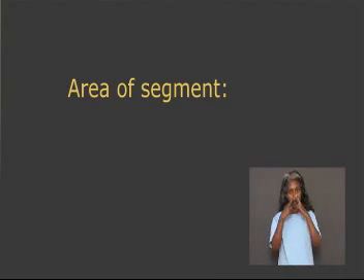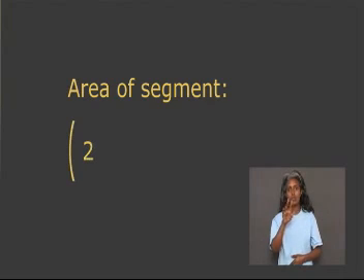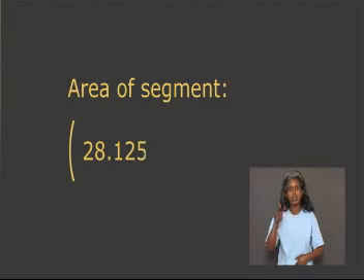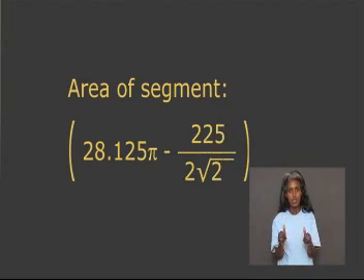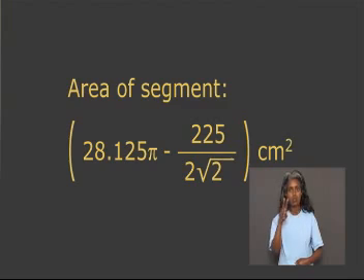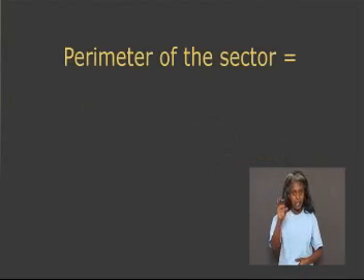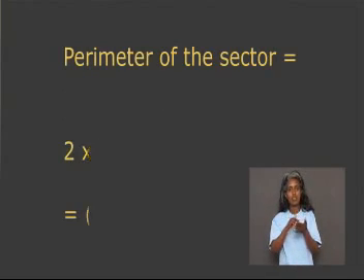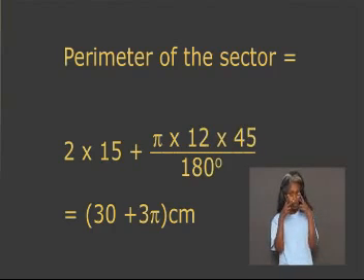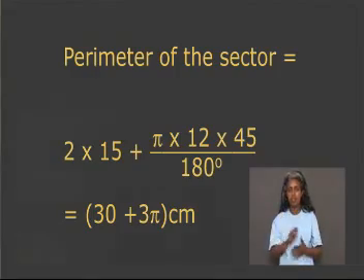Therefore, our answer is 28.125 pi centimeters squared minus 225 over 2 times the square root of 2 centimeters. If this was your answer, good work. Finding the perimeter of the sector may have been more of a challenge. This is what your answer should look like. It is a multiplication of twice the radius plus the length of the arc.